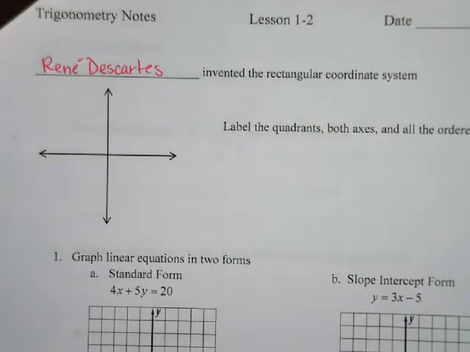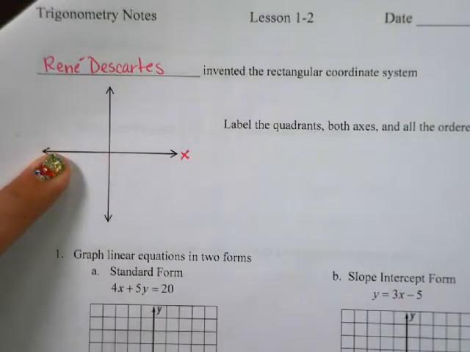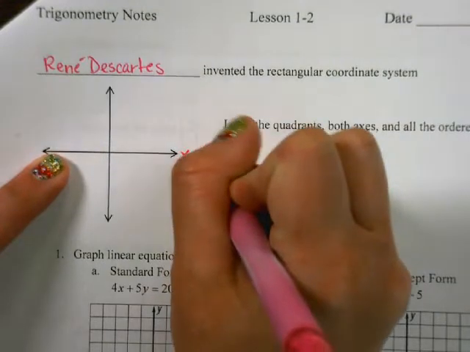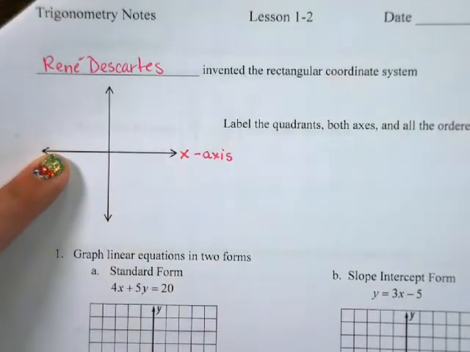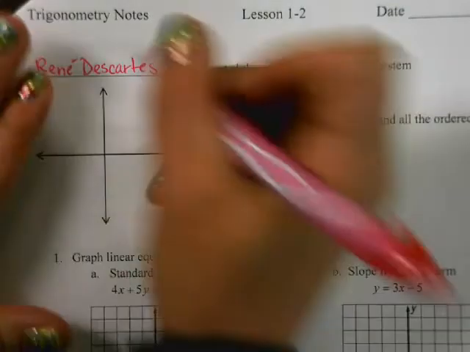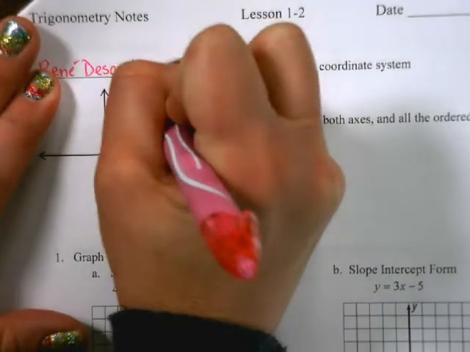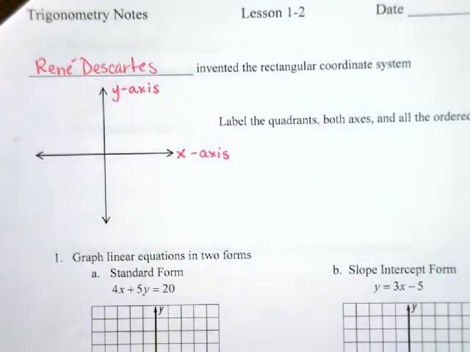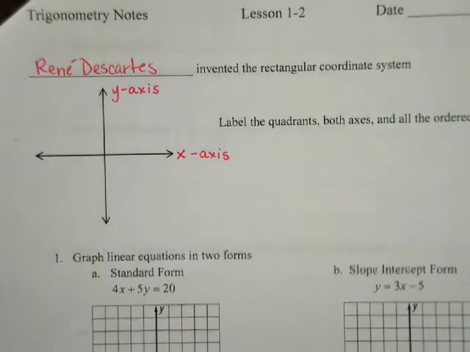Alright, so it says label the quadrants, both axes, and all the ordered pairs. We know this guy is the x-axis. Back in the day, they used to call it the abscissa. Of course they did. I'm not going to ever ask you to know it. It should be extra credit. This one is the y-axis, and that one they used to call the ordinate.